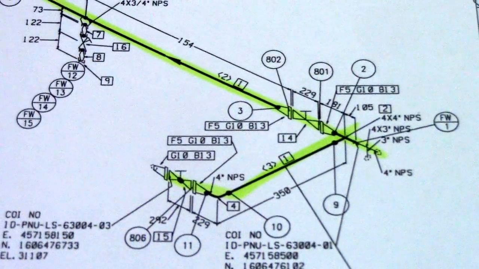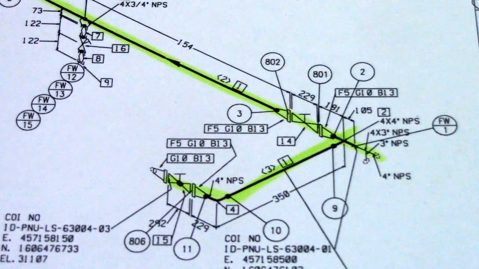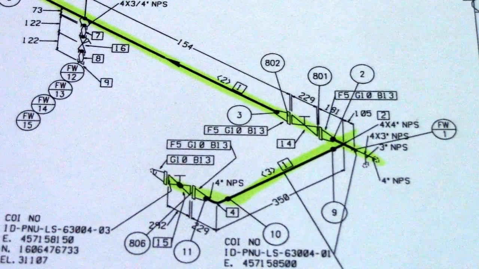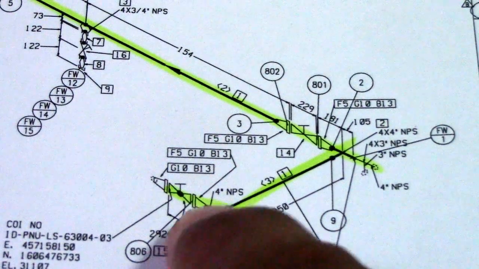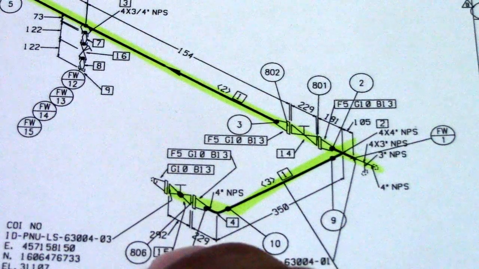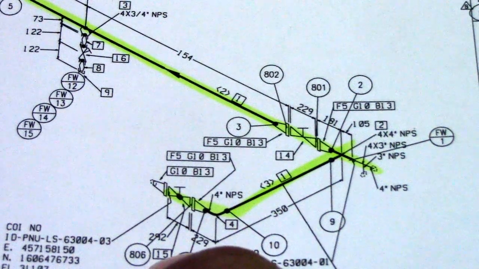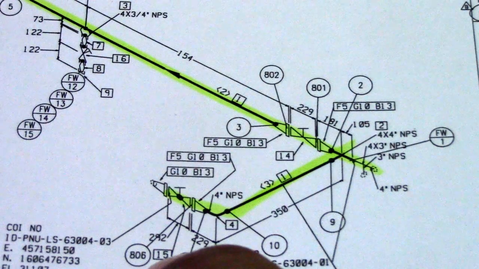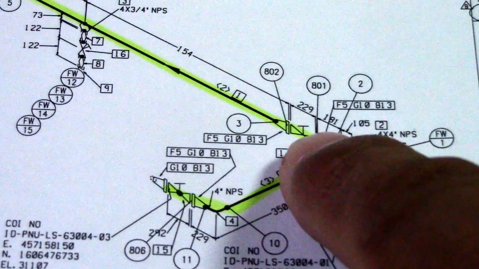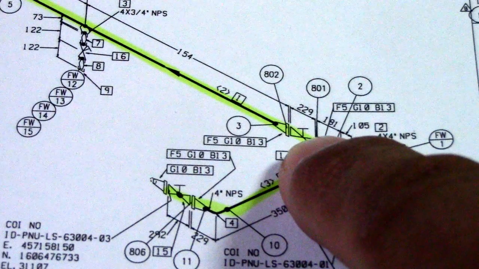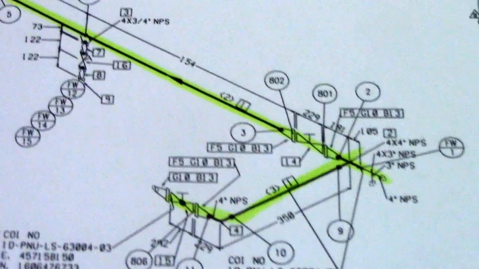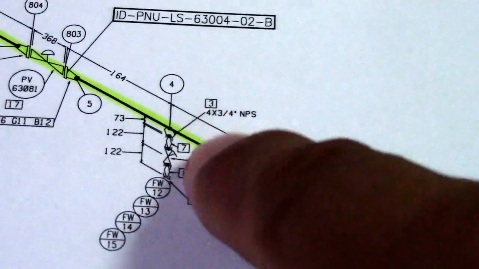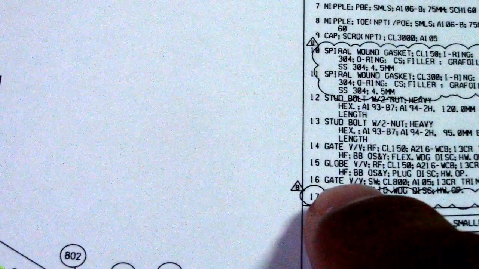Okay, so to determine what the valve type is on this number 15, check this in the BOM. Number 15 is a globe valve in the bill of materials. Number 14, this is a gate valve. And at this one, number 16, you can check here in the BOM, number 16 is a gate valve.